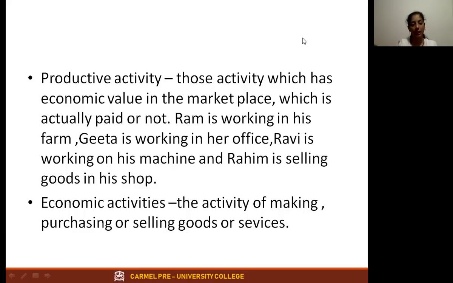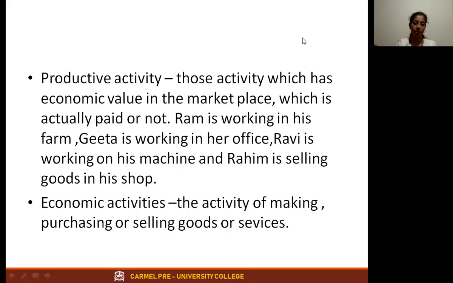Say, for example, it is a service given by me. I'm a lecturer and I'm giving you a service. So the service given by me is also a productive activity. An engineer or a doctor who gives a service is also doing a productive activity. Geeta is working in her office, Ravi is working on his machine, and Rahim is selling goods in his shop. These are productive activities. Productive activities are those activities which have economic value in the marketplace, whether actually paid or not.